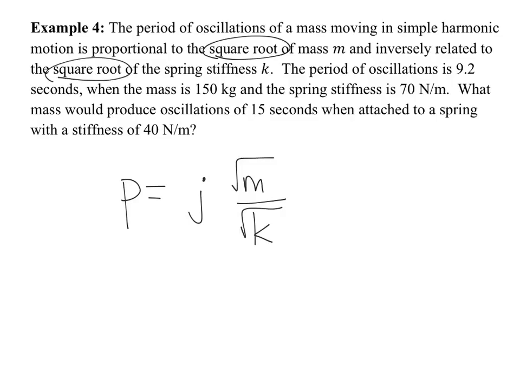All right, very good. So James chose J for his own name, for the constant. That's fine. Use whatever letter you want. Doesn't have to be K. I wouldn't use K because we use K already in this problem to define a different variable. We're given all this information. Period is 9.2. Mass is 150. Stiffness of the spring is 70. Plug those numbers all into this, please.